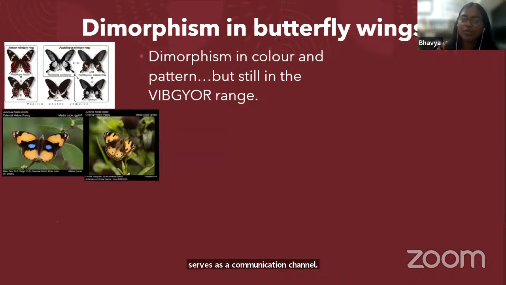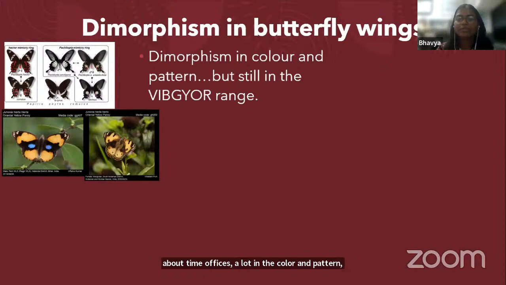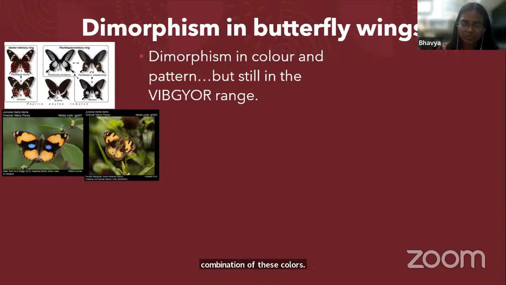And I've been talking about dimorphism a lot in the color and pattern, but it's still very limited to just the visual or the Vibgyor range, which is the rainbow that humans are sensitive to, from violet to red. And that's mainly because humans have only three photoreceptors, so we can see basically red, green, blue, and a combination of these colors. We can't see what's beyond these ends in the spectrum of light that actually reaches the Earth's surface.